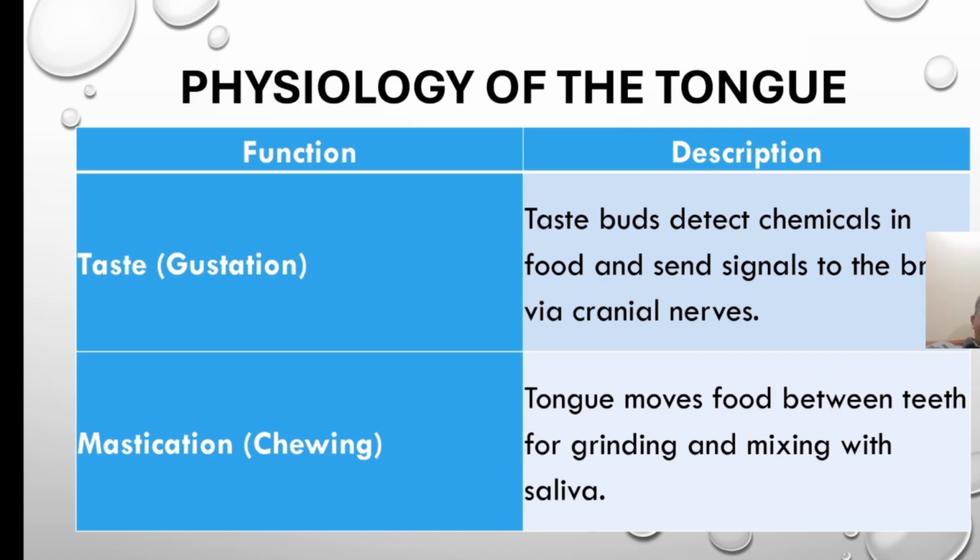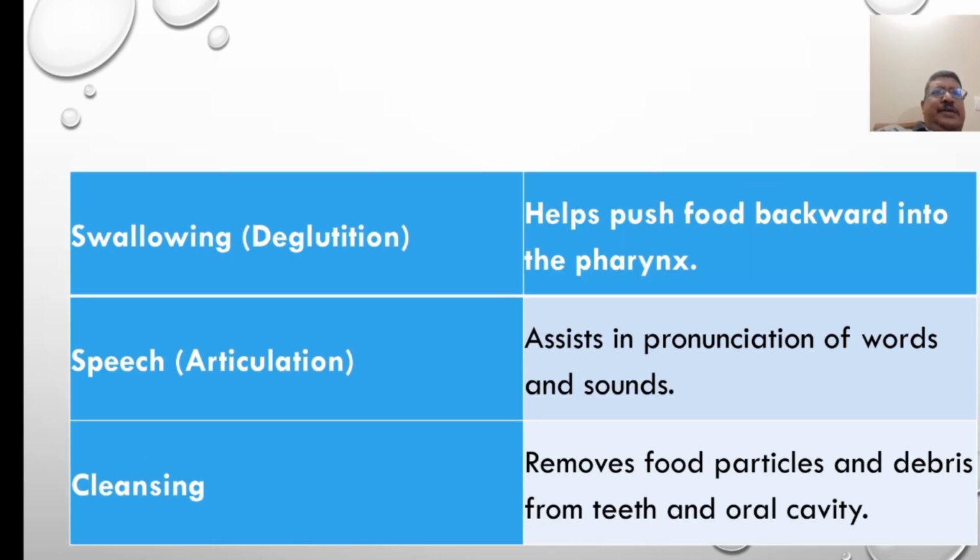Physiology of the tongue, that is taste. Taste buds detect chemicals in the food and send signals to the brain through cranial nerves. Mastication, chewing, tongue moves food between teeth for grinding and mixing with saliva. Swallowing helps push food backward into the pharynx. Speech, that is articulation, assists in pronunciation of words and sounds. Another is cleansing, remove food particles and debris from teeth and oral cavity.